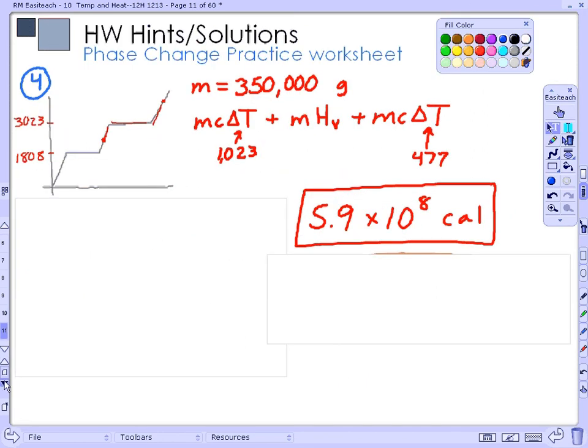Here's a quick solution for number 4. Number 4, if you read it carefully, the melting and boiling points go from 1808 to 3023. You end up with 3 segments because it begins here and it ends here. So you end up with 3 line segments: an mc delta T, where delta T is 1023, an mH sub V because it's heat of vaporization, and an mc delta T, where that delta T ends up being 477. That ends up being a large number, 5.9 times 10 to the 8th calories.